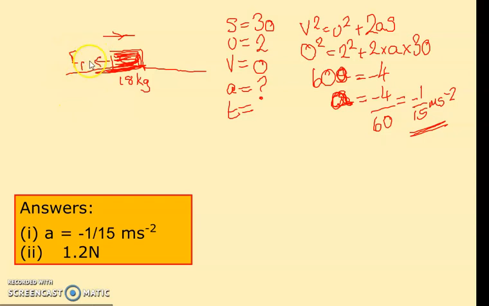Sometimes you write F just for friction, but I prefer to differentiate between friction and the normal force letter. So anyway, we've got F equals ma, and the only force acting this time is FR. The mass is 18. We now know the acceleration is minus a 15th. So the friction, 18 times 1 divided by 15, is minus 1.2. The minus just represents the fact that it's a slowing down force.